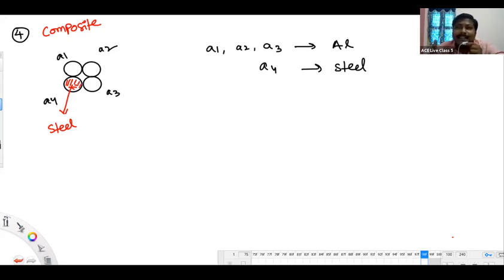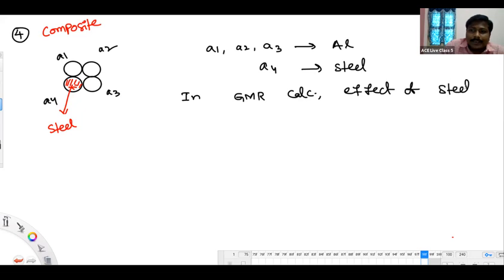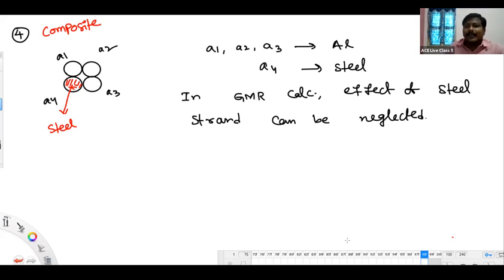GMR indicates the magnetic flux linkages, but the steel wire is not carrying any current. So I can say the steel wire effect can be completely neglected in the GMR calculation. So I'll write: in GMR calculation, the effect of the steel strand can be neglected.